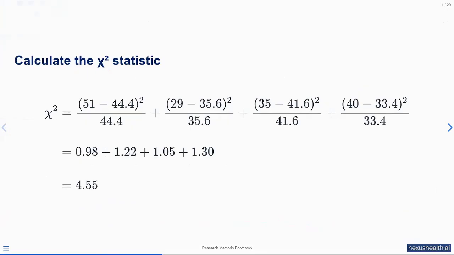We calculate the chi-squared statistic by adding up, for all the cells, the observed minus the expected frequency squared over the expected frequency. We do that for all the cells. And this gives us a chi-squared statistic of 4.55.